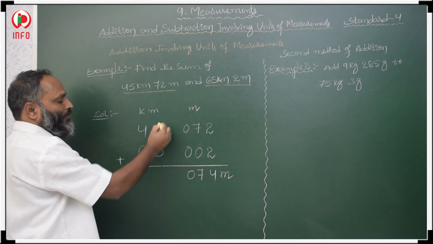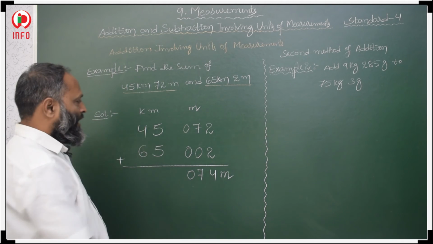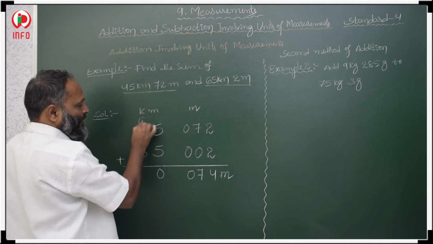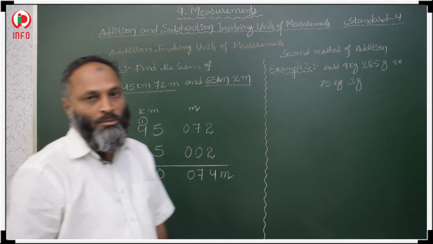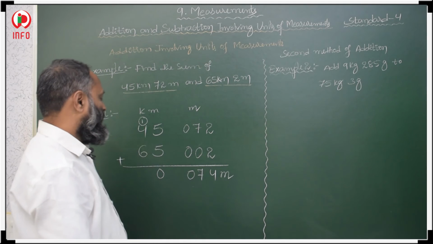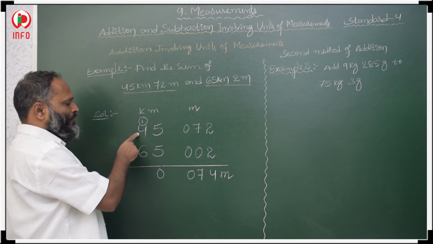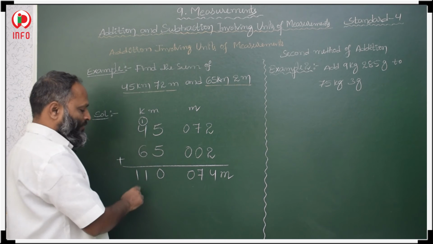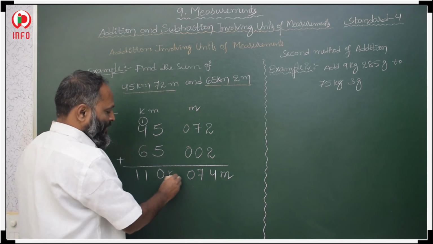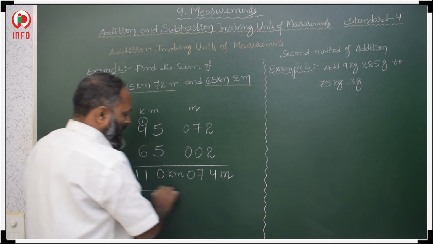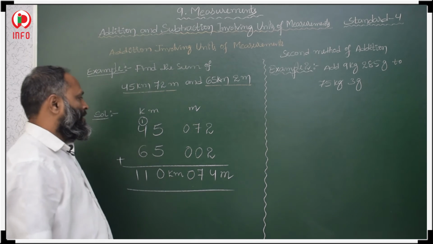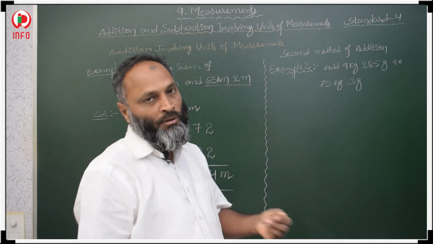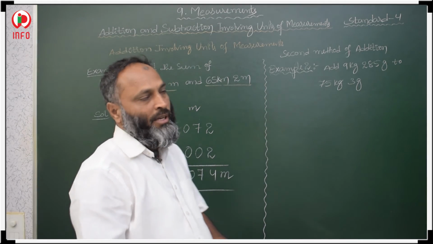5 plus 5, 10. We take 0 in the units place of kilometers, and 1 we take as carry over to the tens place of the kilometers. Now after that, 6 plus 4, 10, 10 plus 1, 11. So it means 110 kilometers 74 meters. This is the addition. This is the method to add kilometers and meters.